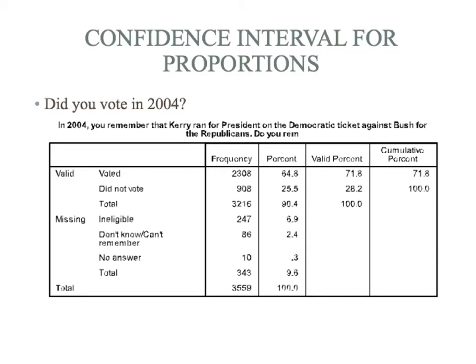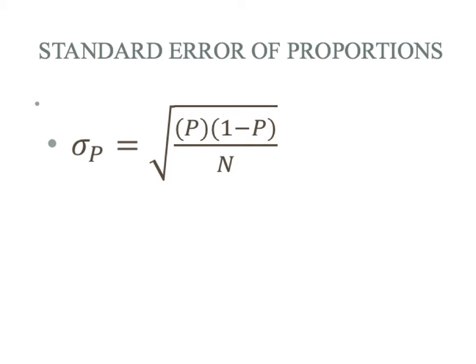In this case, I'm interested in the proportion of those who voted. So how accurate is this 71.8% of those who remember and were eligible? What percent of them really voted? That's what we're going to calculate: the margin of error, or the confidence interval, for the proportion who voted. What we're going to need is a standard error of proportions.